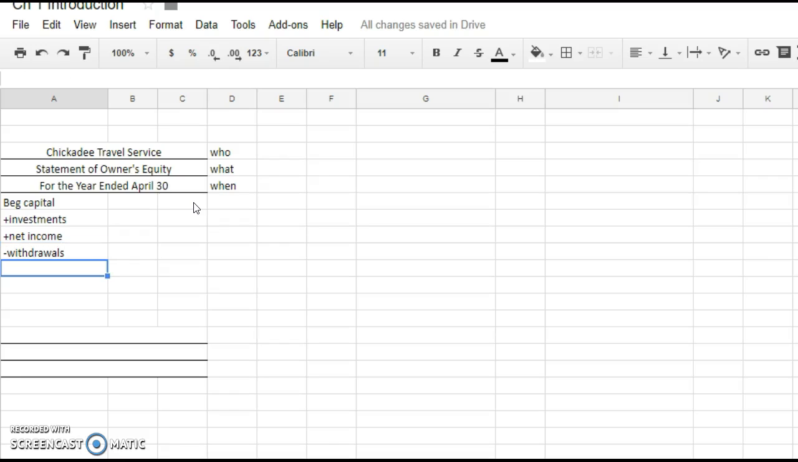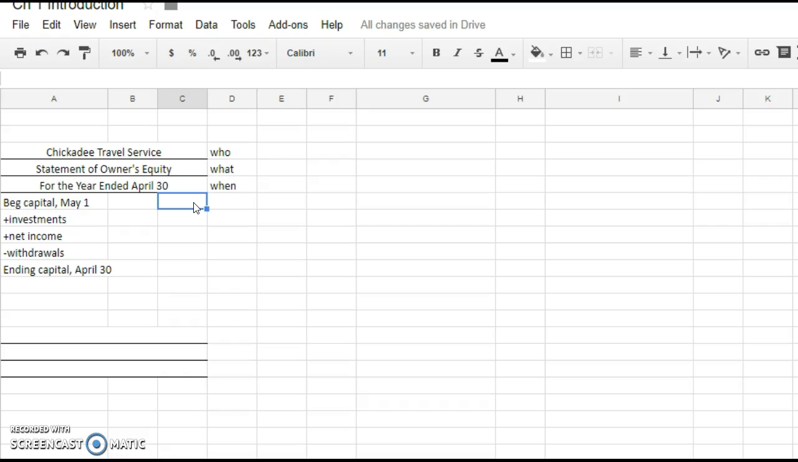And I didn't have net loss. I think I have everything. So what am I doing? I'm trying to calculate my ending capital as of April 30th. I should probably come back up here. I can do an F2 or double click and put that this started May 1st.